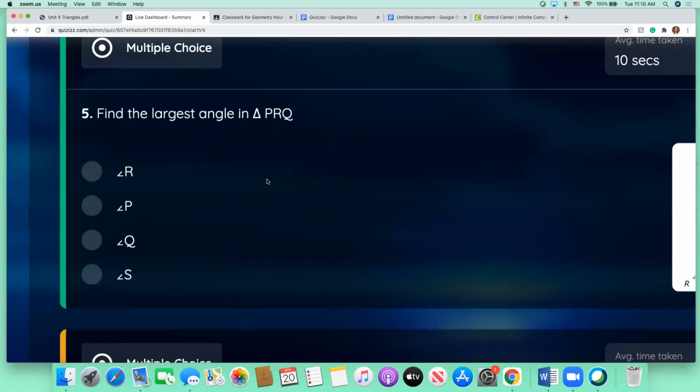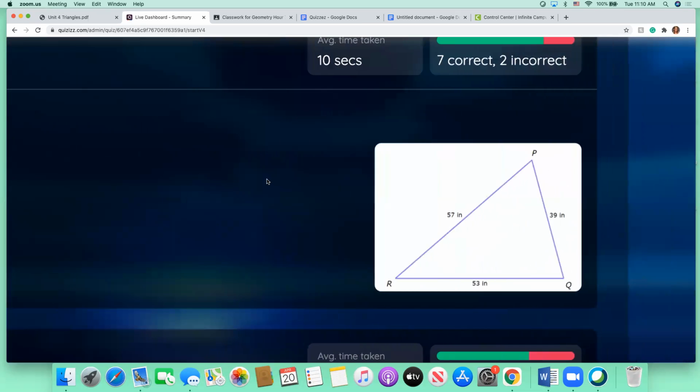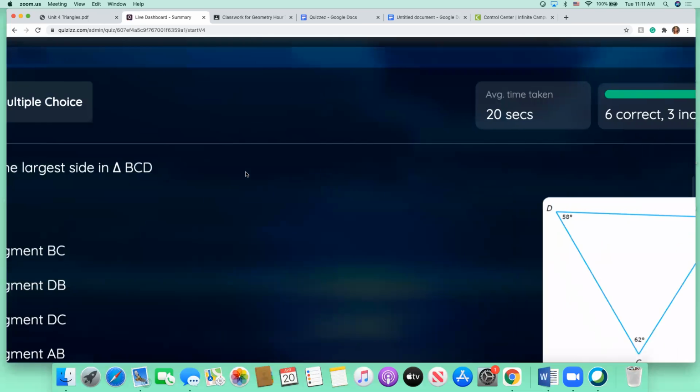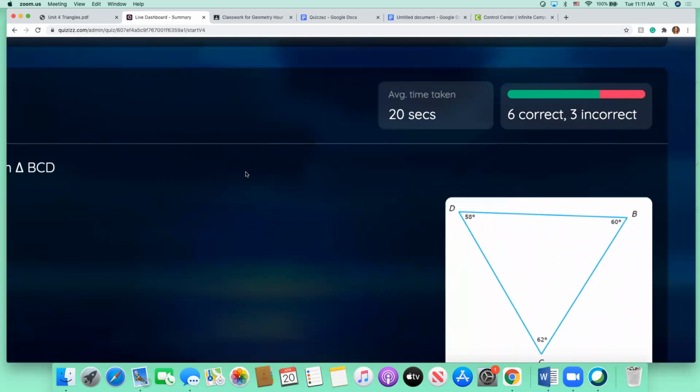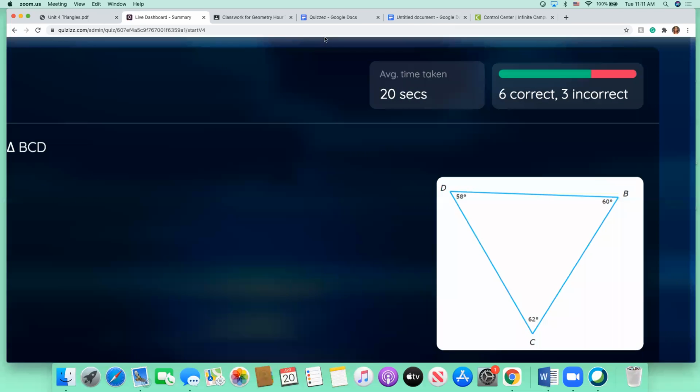This one wants the largest angle in PQR. So the largest angle is going to be across from the biggest side. Our biggest side is 57. So that means our largest angle is this one right here, which is Q. This one wants our largest side. So we can start with our largest angle, which is this 62. Across from it, we hit this side, which is side DB, which is the largest side.